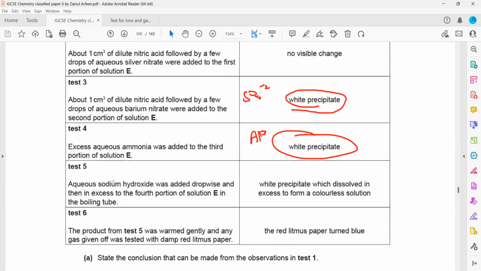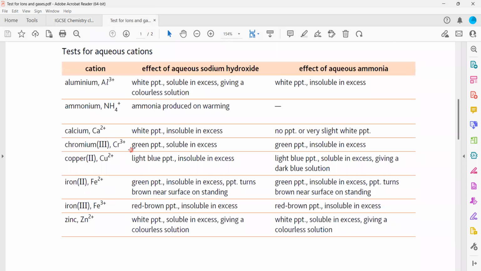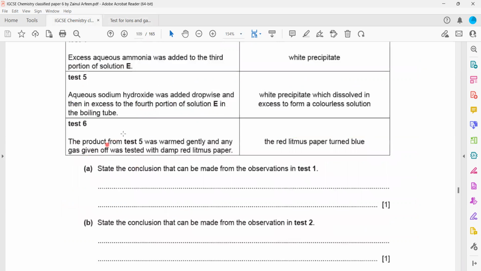Then the product of test 5 was warmed gently. Sodium hydroxide was added and we heated. Whenever we add sodium hydroxide and heat, red litmus turns blue. Ammonia is released as a gas, which confirms we have the NH4+ ion. So this also confirms that there is an ammonium ion as well. When we add sodium hydroxide and heat, ammonia gas is released.